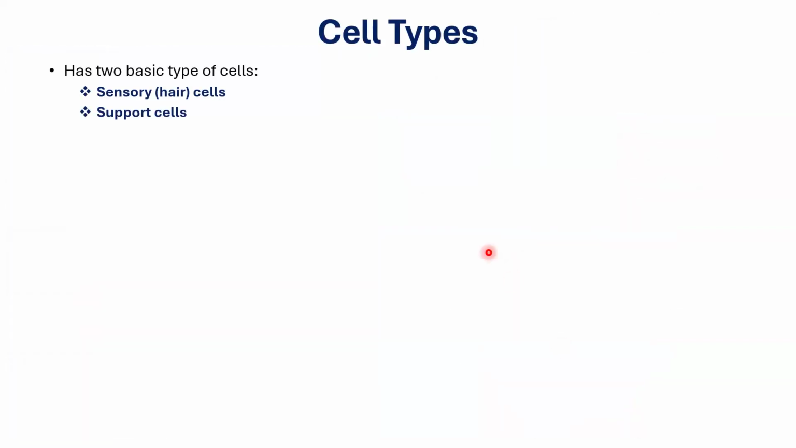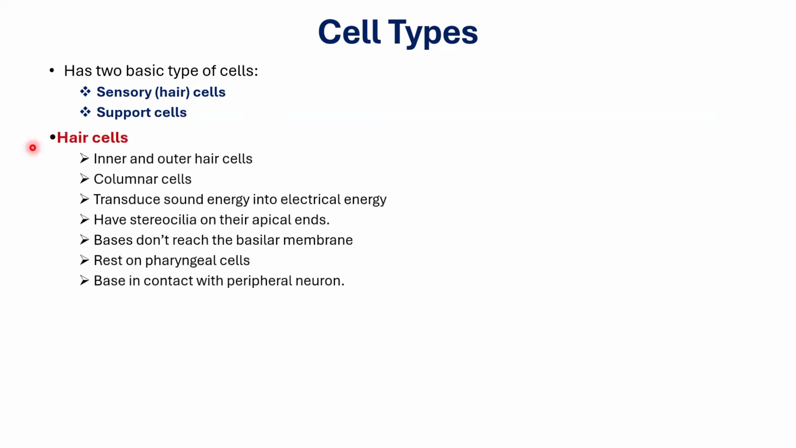So cell types, two basic cell types. We have sensory hair cells, and these sensory hair cells are the receptors specifically. Then you have the supporting cells, and these supporting cells will have about 6 cell types. So the hair cells are classified into type 1 and type 2. By this point, we call them inner and outer hair cells, which are columnar in shape. They are able to transduce sound energy into electrical energy, so that is hearing. And then they have stereocilia on the apical ends. And then their bases don't reach the basilar membrane.